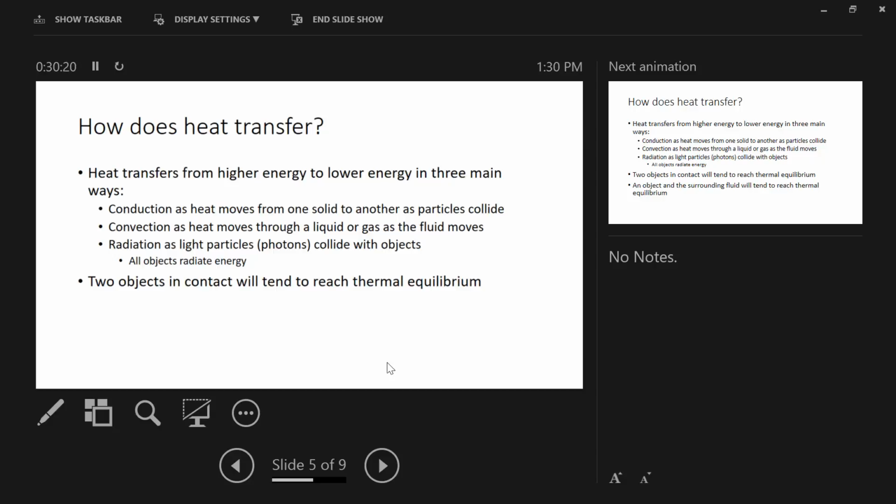So two objects in contact will tend to reach thermal equilibrium. So again, if I heat up this pointer, I set it on this table, they will tend to reach thermal equilibrium. They'll get to a point in which both objects are at the same temperature. The average kinetic energy of the particles in both objects will be the same. Okay. So two objects in contact will tend to reach thermal equilibrium.